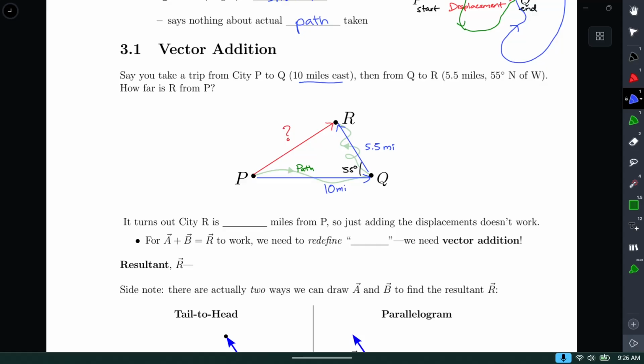Well, if you don't have any clue, good. That's kind of the point. We've reached a problem where even though it's very clear what it's asking, how far away are these two cities, I don't know how to answer that.